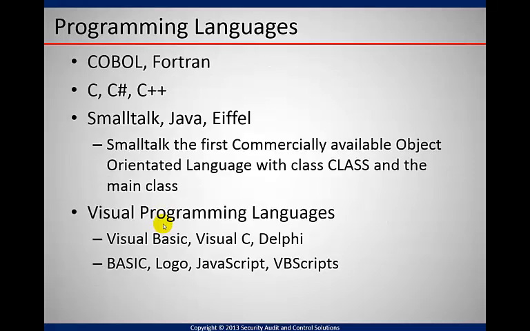COBOL, we've seen. Fortran is another language. C, C#, C++. An interesting fact about C++: in the C language, if you want to increment a variable by 1, you'll say variable++. So C++ indicates it should be better than C. We've got Smalltalk, Java, and Eiffel. An interesting fact here is that Smalltalk was the first commercially available object-oriented language, with class as the main concept.